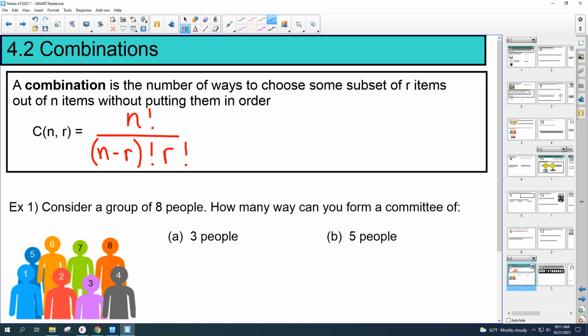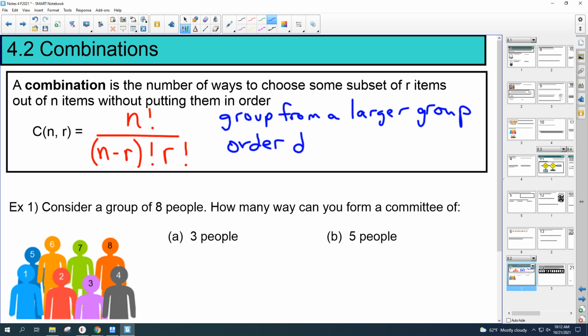And so what you're going to want to pay attention to is that this is a group from a larger group. I guess it doesn't technically have to be larger, but most times it is. A group from a larger group, and order doesn't matter. And it's kind of tough because sometimes the order that you put these things in matters and sometimes it doesn't. And so you really have to pay attention to the language.